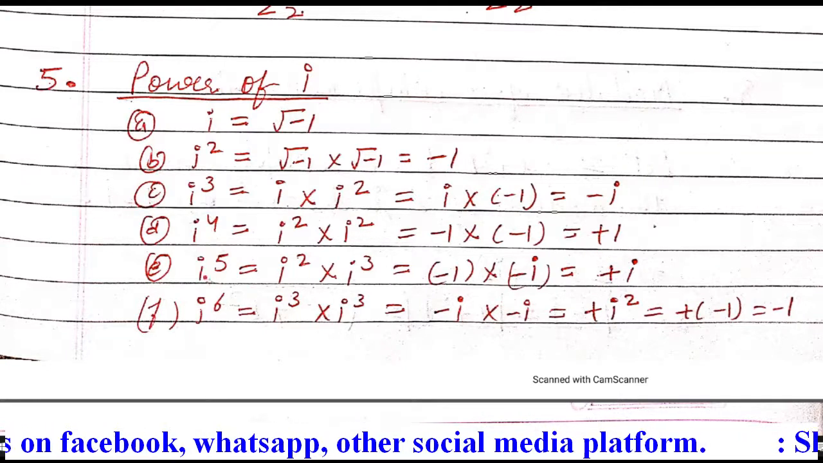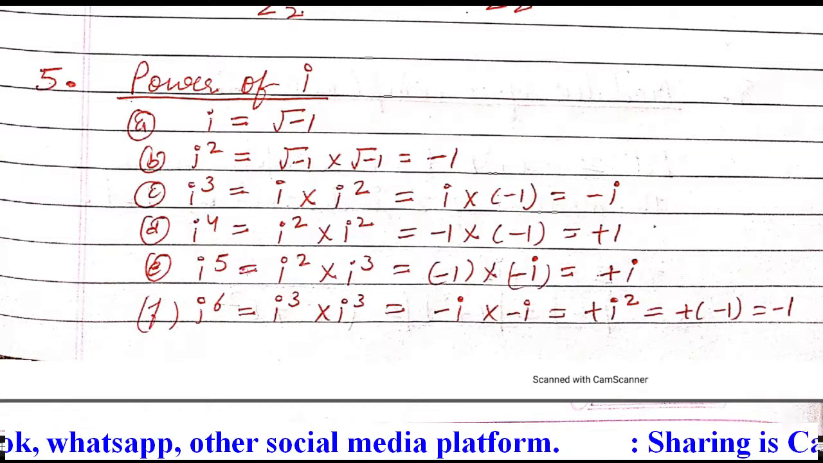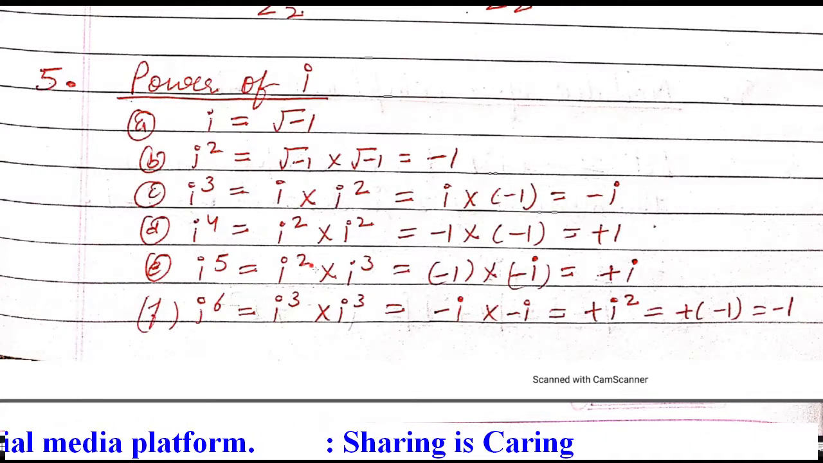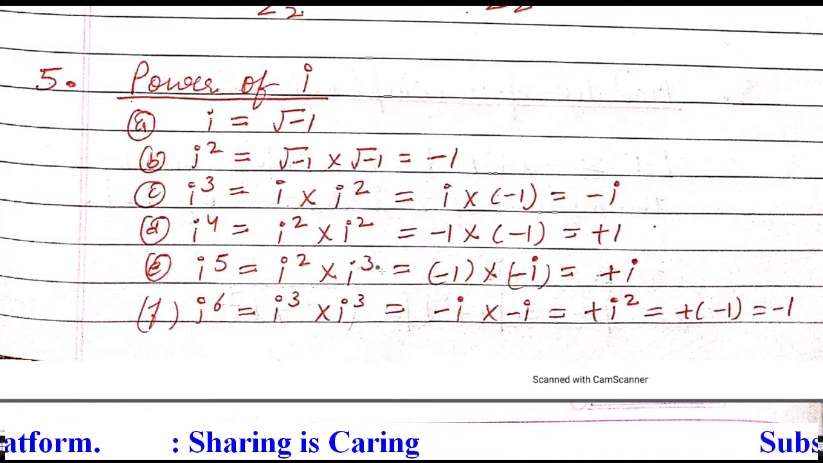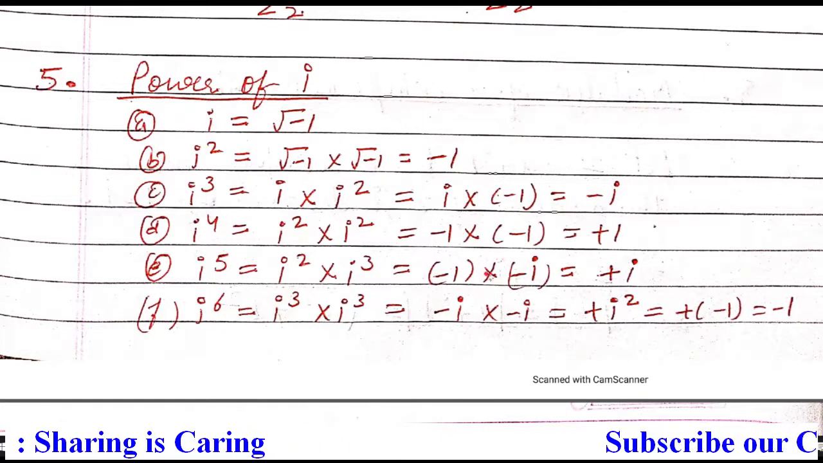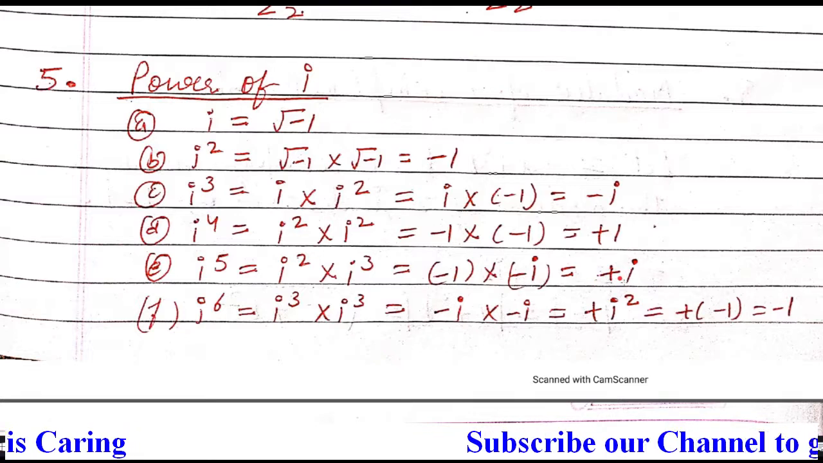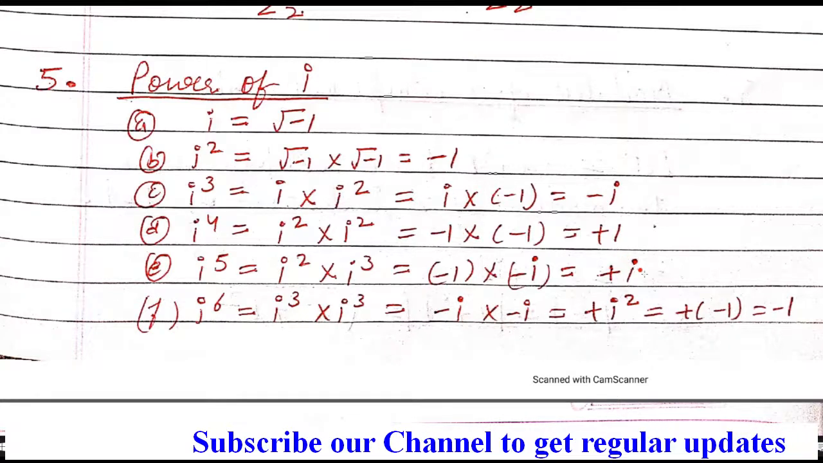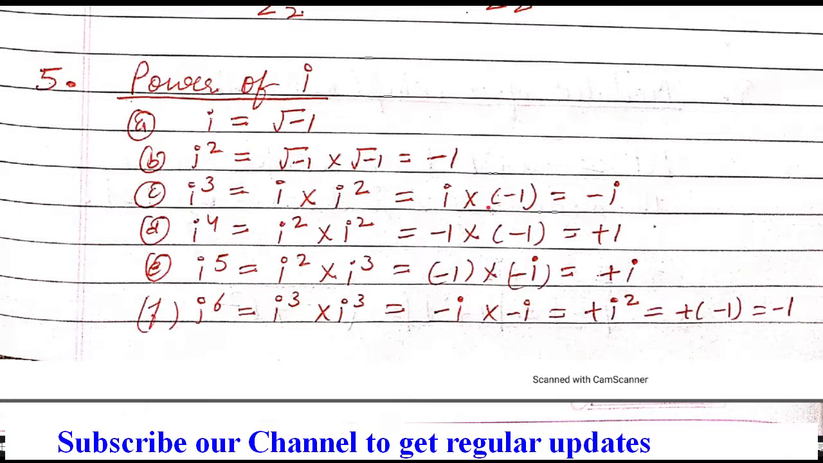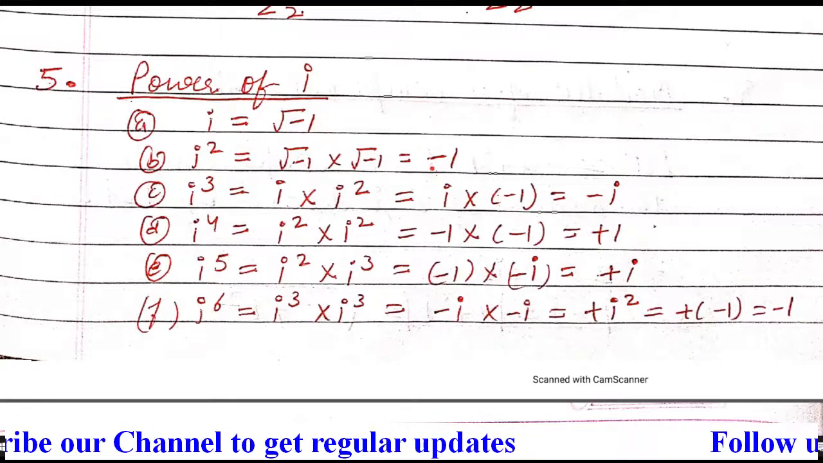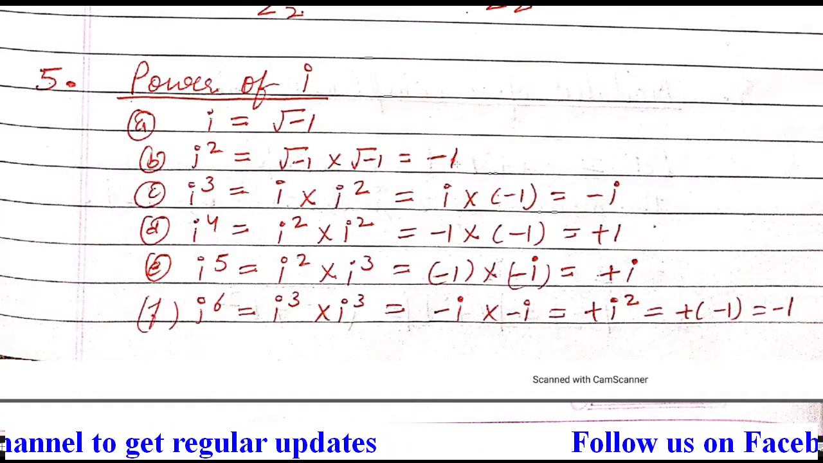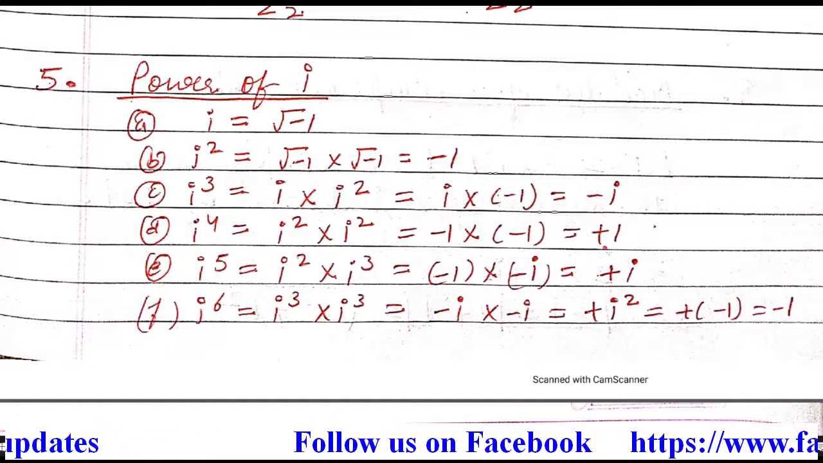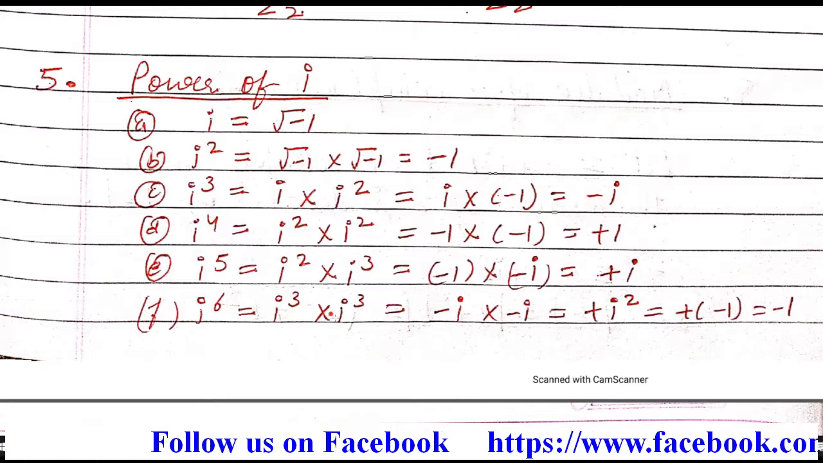Now we are going to do iota power 5. Iota power 5 you can split as iota square multiplied by iota cube. Iota square is what? -1, and iota cube is what? Minus iota. Replace that value and you will get iota again. Now students, you may note that the values are going to repeat, because you obtain iota here. So from here it's going to repeat again. So it's iota. Now in the next step what is going to come? -1. So after reaching +1, again the values are going to repeat in cyclic order.